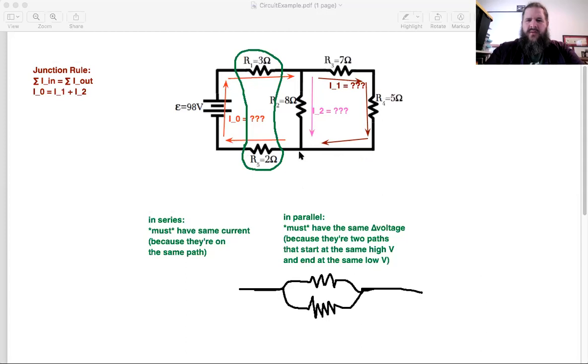What we could say though, is that resistor 2 is in parallel with this entire path, the path that contains R3 and R4 together. So 2 is not in parallel with 4, 2 is not in parallel with 3 individually, but 2 is in parallel with 3 and 4 together. Any questions on that so far?